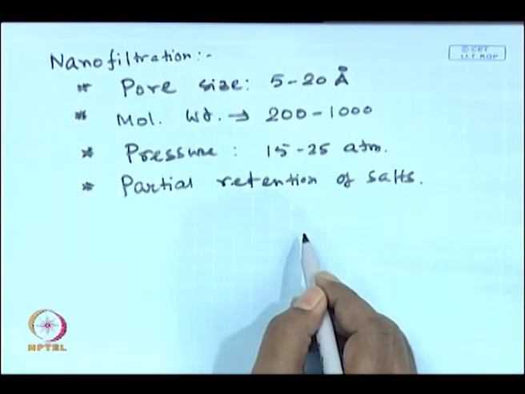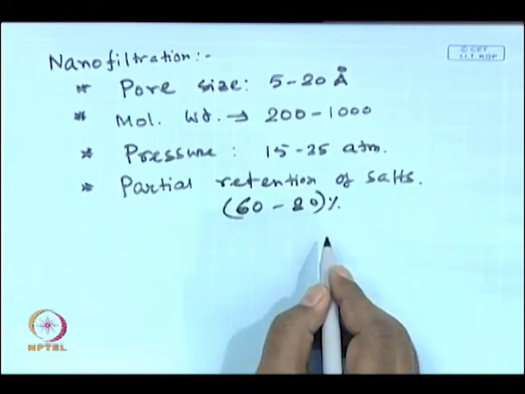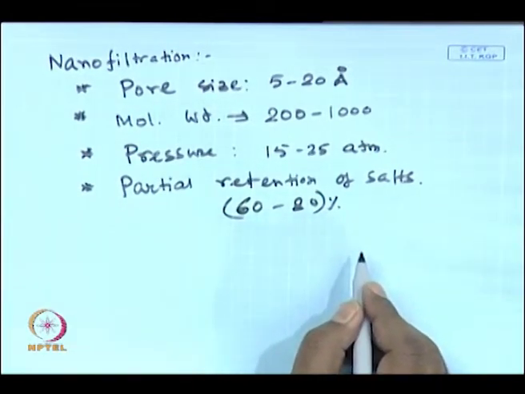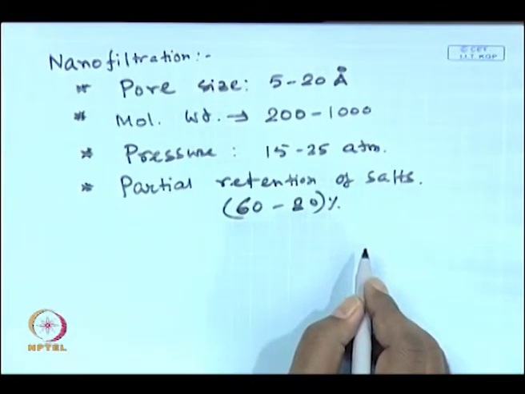On the other hand, in case of nanofiltration membrane, the monovalent salt, for example sodium chloride, should be separated to the tune of 65 to 80%. So it is called partial separation or partial retention of the salts. The difference between nanofiltration and reverse osmosis is very thin, very flimsy. The only difference is that monovalent salts are partially rejected by nanofiltration membranes to the tune of 60 to 80%. On the other hand, in reverse osmosis, the monovalent salts are highly rejected by the membrane to the tune of 95 to 98%. So this is the main difference between nanofiltration and reverse osmosis.